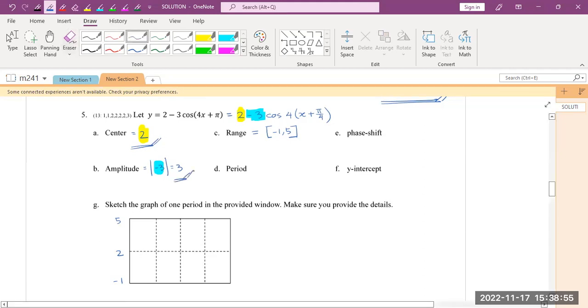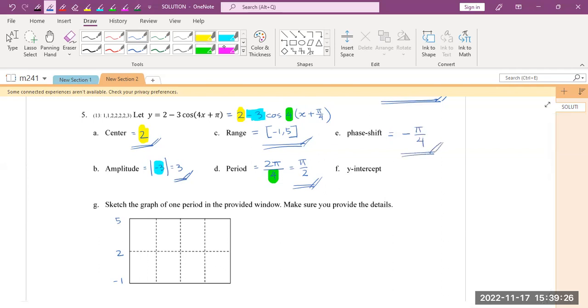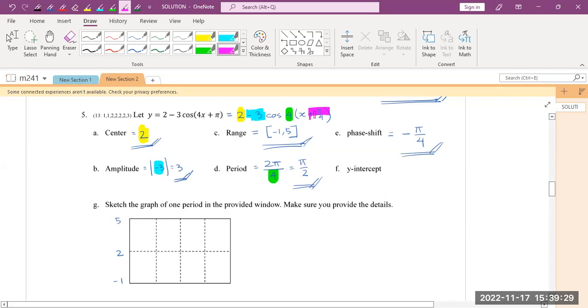Now then, how about the period? The period equals 2 pi divided by the coefficient of the angle. 2 pi divided by 4, that's pi over 2. Now, how about the phase shift? The phase shift is how far you move that to the left or to the right. To the left, then we use negative. Now, in this case, the phase shift is negative pi over 4 because we shift that pi over 4 units to the left. Okay, pi over 4 units to the left.